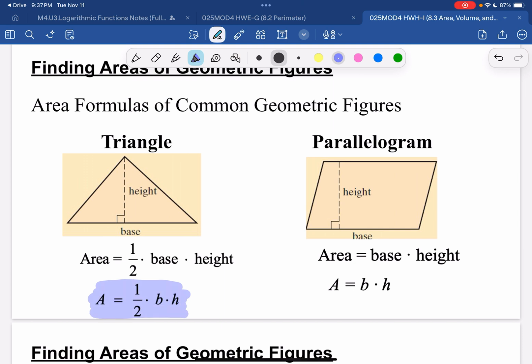Then a parallelogram is the same idea. You're going to have the base and the height that are going to form that 90-degree angle together. But your formula is just base times the height.